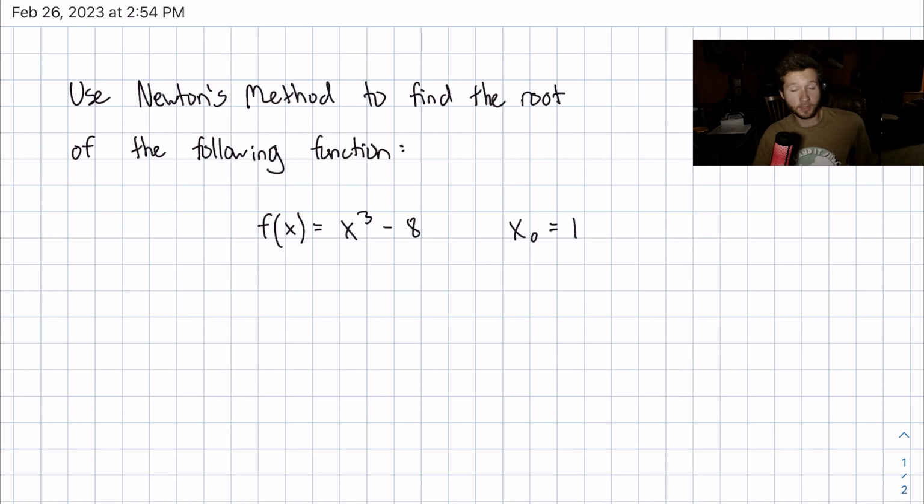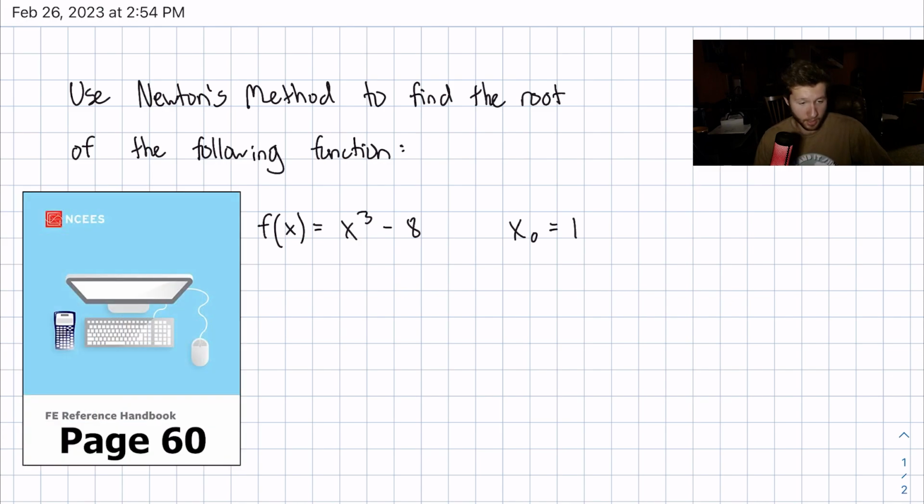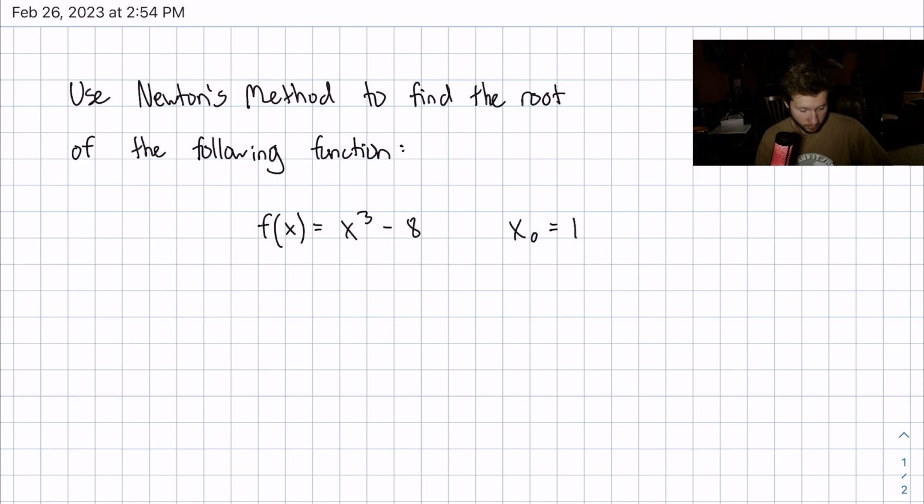So today we're going to be going over some numerical methods, which are ways to approximate solutions to rather difficult, complex functions that would be hard to solve analytically. So the first of these methods is going to be Newton's method, which you can find on page 60 of the FE reference handbook that I have linked in the description if you want to take a look at that.